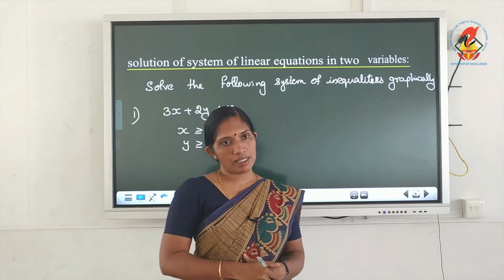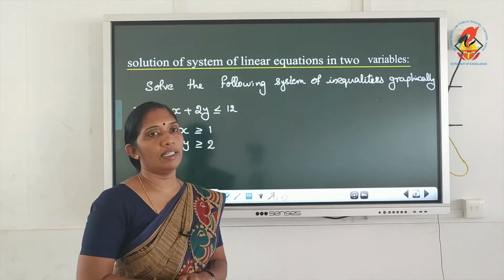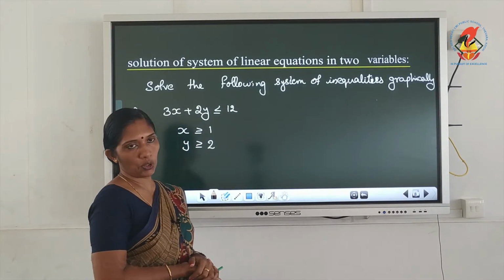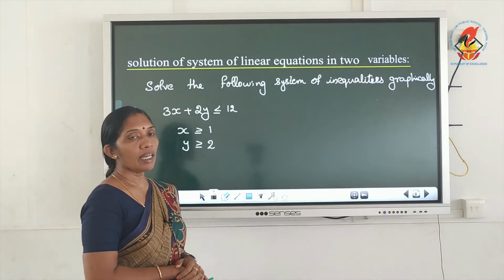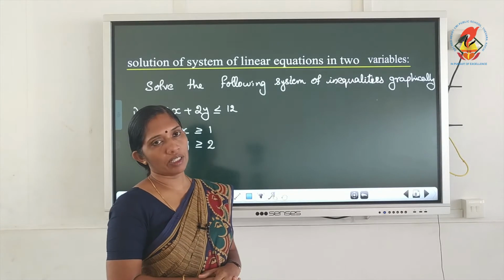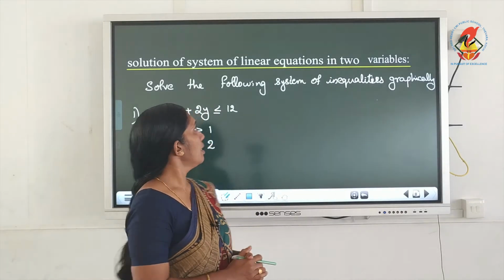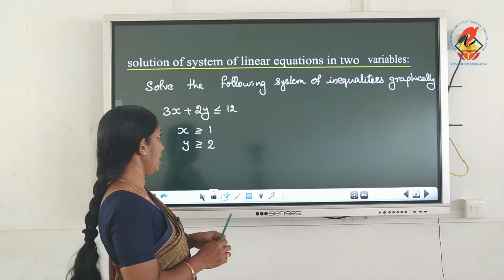In the last class we studied how to draw a single linear inequality. Here we have a system of inequalities. System of means more than one inequality. That is known as a system of linear inequalities, and we have to draw them in the same xy plane. So solve the following system of inequalities graphically.